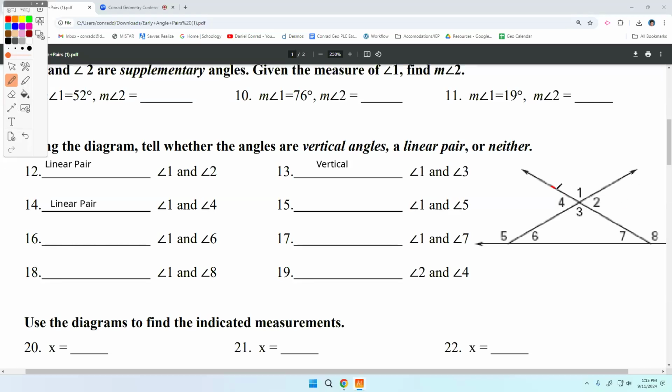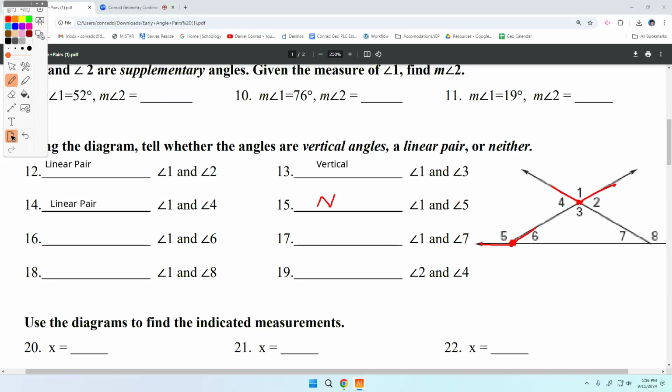All right. Here's angle 1. Here's angle 5. They have different vertexes. They have different intersection points. So they can't be vertical or linear, because vertical angles are formed when 2 lines intersect, and linear pairs are right up against each other. So this has to be neither. Okay. I'm just going to put an N for neither.